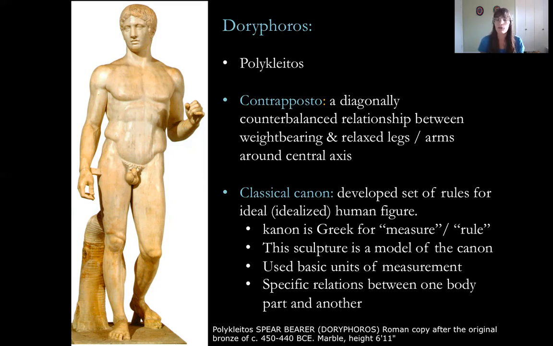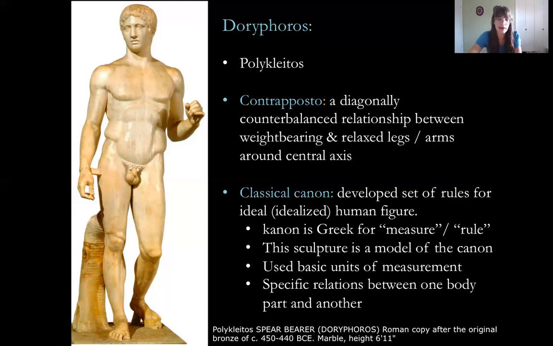He developed a set of rules for idealized human figures. And so basically this is all based on measurements. He actually wrote a book called The Canon, where you can look and find measurements for artists to follow if they're sculpting the human body. So it's supposed to be very ideal, very perfect. And we also have the use, really for the first time, the actual use of what we call contrapposto.